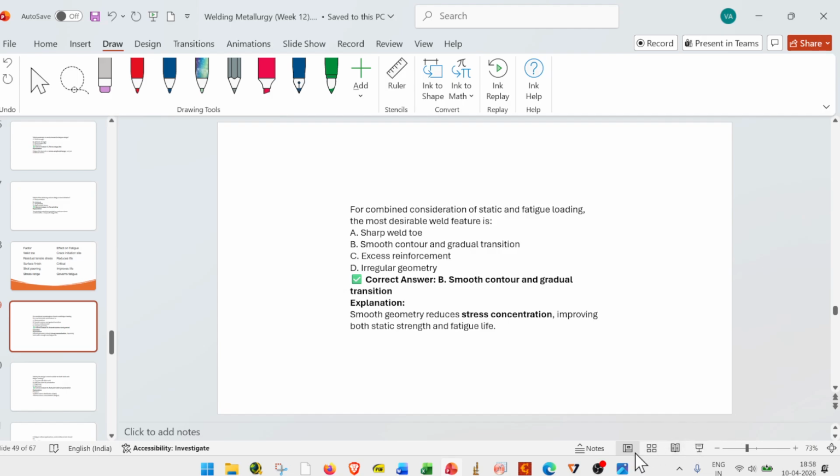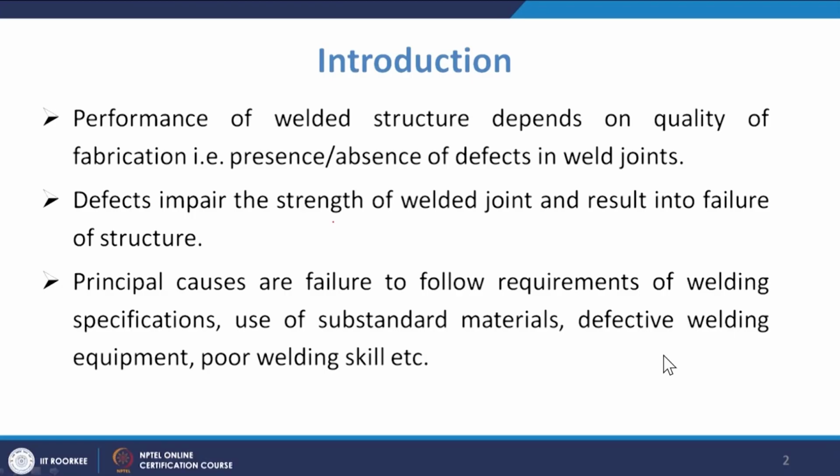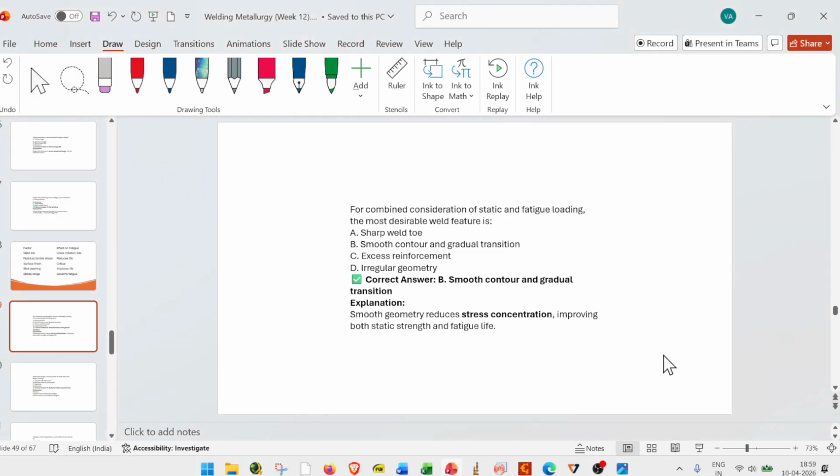Next, let's see the performance of the welded structures depending on the quality of the fabrication, that is, the presence and absence of defects in the weld joints. Defects impair the strength of the weld joint and result in the failure of the structure. The principal causes are failure to follow the requirements of the weld specifications: use of substandard materials, defects in weld, and poor weld skills. I think we have seen this. So let's see the problem.